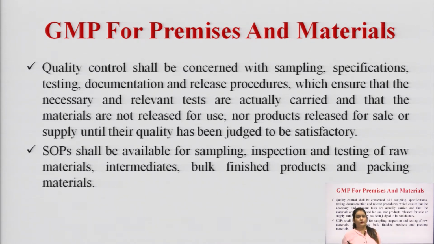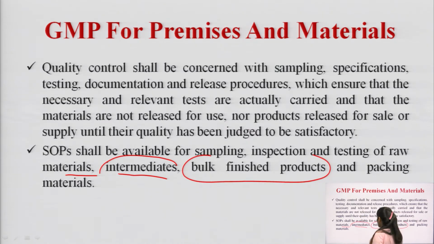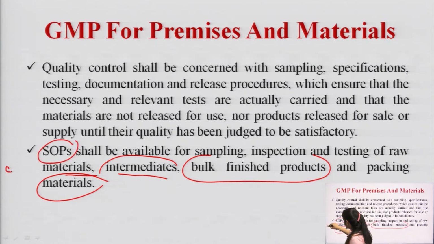Okay. SOP, meaning standard operating procedures, shall be available for sampling, inspection and testing of raw materials, intermediates, bulk finished products and packaging materials. So, such kinds of materials, raw material, intermediate product, bulk finished products and packaging materials, all require a standard operating procedure.